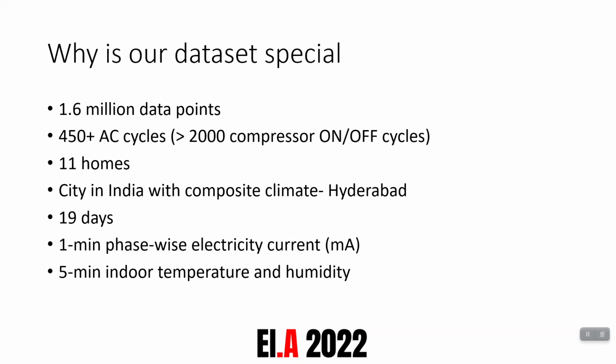Our dataset contains data from around 11 homes from a city in India with composite climate, that is Hyderabad, and the data is collected for almost 19 days. We have electricity data at 1 minute interval, and we have temperature humidity data at 5 minute interval. So the entire dataset consists of 1.6 million data points and around 450 AC cycles, and each AC cycle contains more than 2000 compressor on-off cycles.